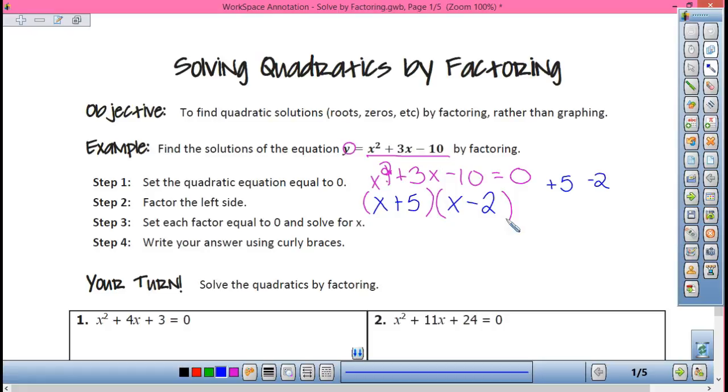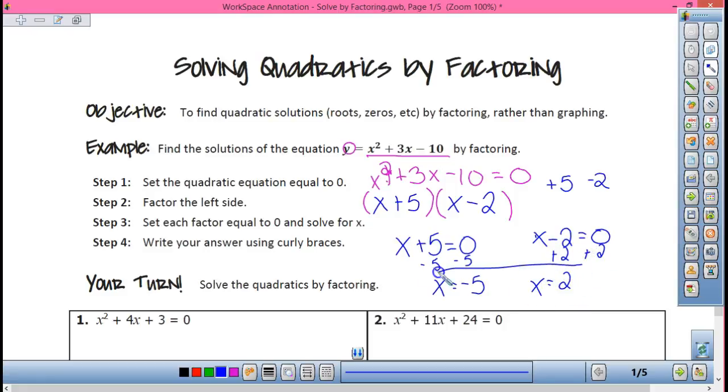All right, so now we're going to take those two factors and we're going to set them both equal to 0. So I'm going to take x plus 5 equals 0 and x minus 2 equals 0. And then I have to solve for them. What do I have to do here? Minus 5. So x equals negative 5. Here I have to add 2. So x equals 2. And those two guys are my answers.